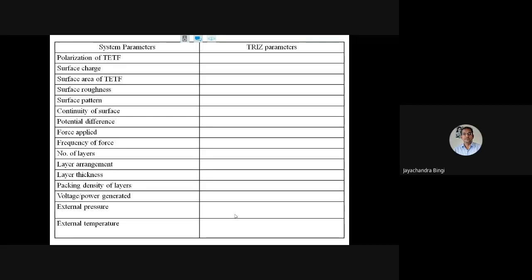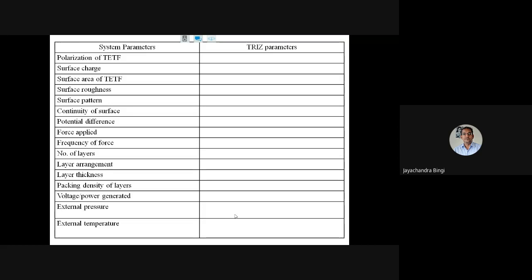So packing density we already discussed. What is the generalized parameter for packing density? Strength. Shape and volume. Yeah, shape and volume. Strength. Oh, sorry. Yeah, strength you can take. What number can somebody tell? 14. 14. Yeah.